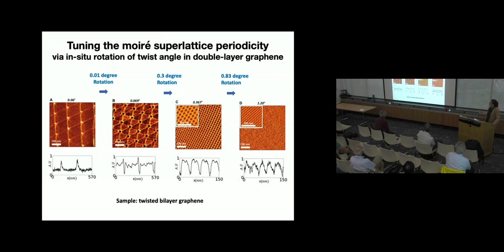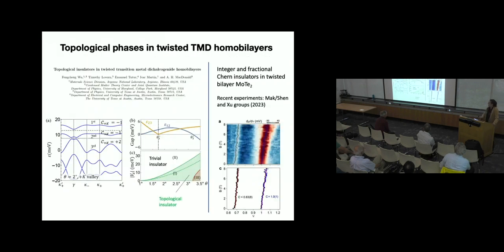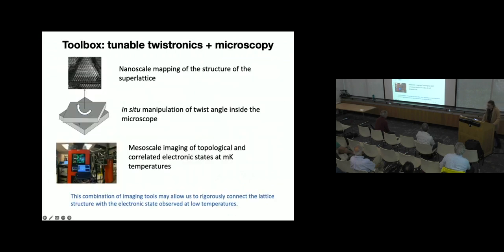It's a fairly straightforward and simple idea, but since doing this, we've also been trying to generalize this approach to also apply it to twisted TMD homobilayers as well, because there's a lot of really interesting topological phases that have been predicted as a function of twist angle in these systems, and you'll hear a lot more about that in the next talk. Okay, so I think I'm almost out of time.